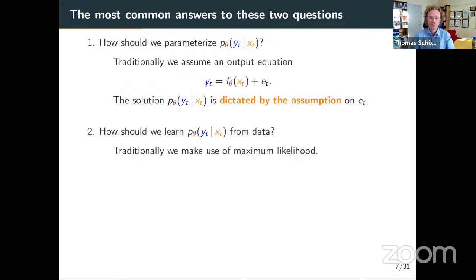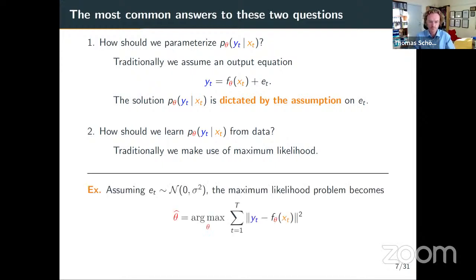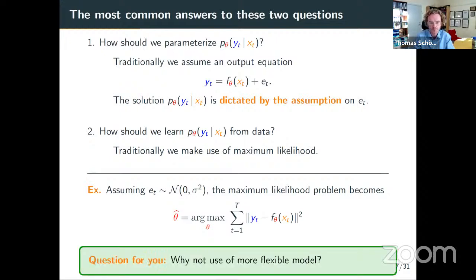How should you learn the model? Traditionally, we make use of maximum likelihood. So for example, if I assume that the noise is Gaussian, then the maximum likelihood problem boils down to this nonlinear least squares problem. So a question for you now is why not use a more flexible model? I mean, here we have said, again, fairly implicitly, I guess, that the solution should be Gaussian, whereas we know in many examples that is not true.